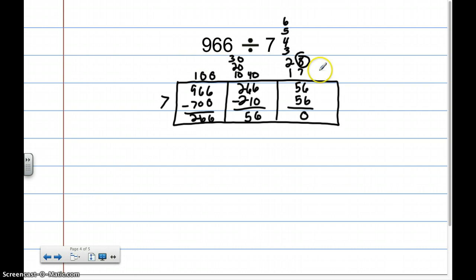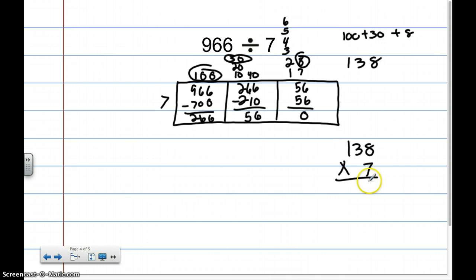Now I'm going to add everything across the top. The 100, the 30, and the 8. So 100 plus 30 plus 8 is 138. Now I can check 138 times 7. 7 times 8 is 56. 7 times 3 is 21, plus 5 is going to be 26. 7 times 1 is 7, plus 2, 7, 8, 9, and my answer checks.